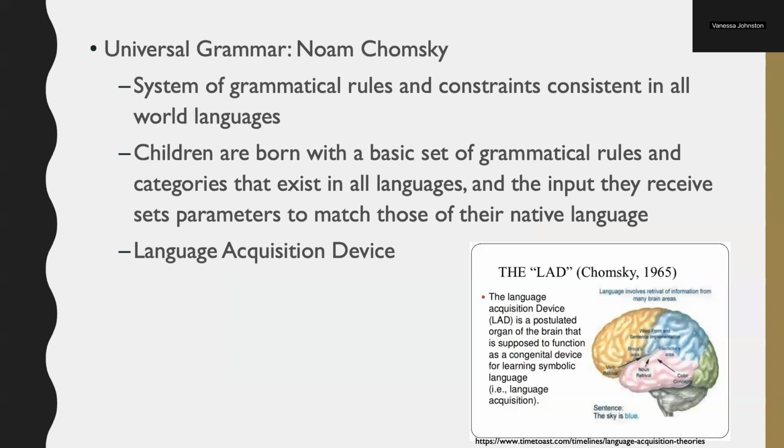So universal grammar is from Noam Chomsky. And this theory is that there's a system of grammatical rules and constraints consistent in all world languages. Children are born with a basic set of grammatical rules and categories, and the input they receive sets the parameters to match those of their native language. This means that children have implicit knowledge of language already.